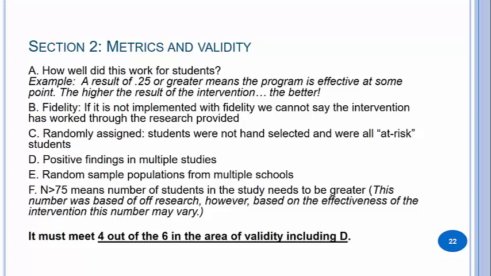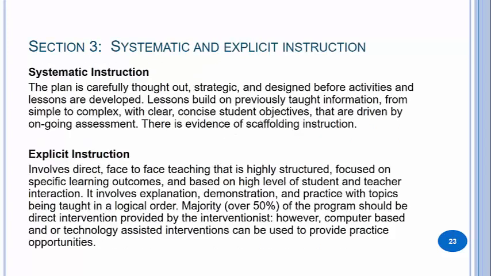So in our rubric that we created, they had to meet 4 out of the 6 in the area of fidelity. And then it's necessary to have D, meaning that they had multiple studies. And so that happened to be an area that we struggled to find a lot of our intervention programs to have, is D. But in our criteria, 4 out of the 6 had to be met, and they had to have D. Okay. Move to the next slide.